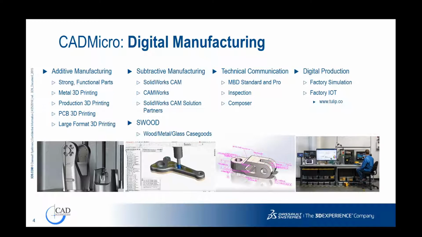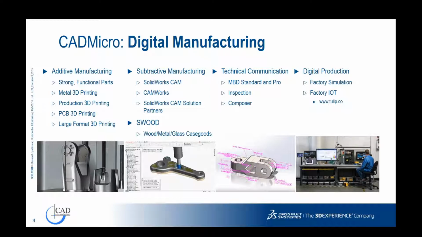We think that it's natural, if you're going to spend the energy to create a 3D model, why use it to only create 2D drawings? Why wouldn't you use it for downstream applications in manufacturing? If you're on the webinar today and you happen to be a case goods, cabinetry, furniture manufacturer, we also carry another CAM product called SWOOD, which is very useful for wood, metal, glass, and case goods.